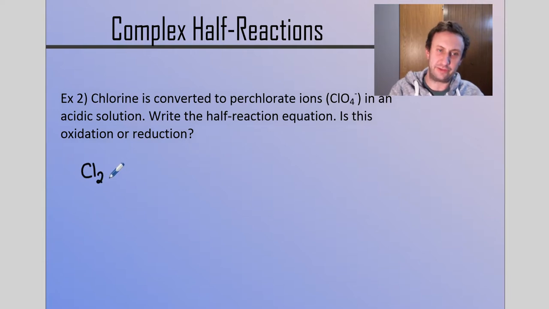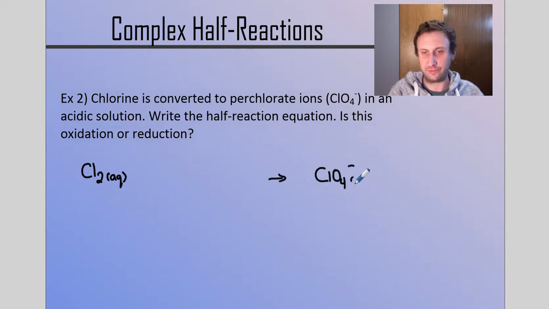We don't know if it's gaseous or aqueous. I'm going to put aqueous here. I'm assuming this is happening in solution, and chlorine does dissolve a little bit. So converted to perchlorate ion, so I'm going to make ClO4 minus aqueous, leaving lots of room in reactants to write a lot of stuff in an acidic solution.